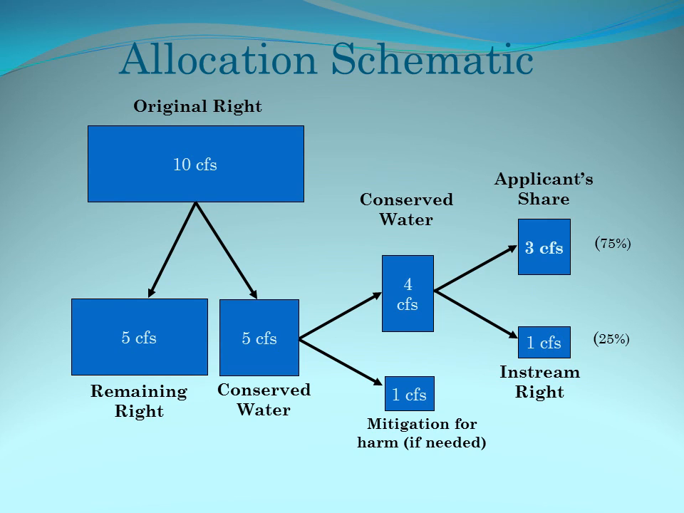Let's use the prior example where a total of 5 CFS was conserved. In this case, the water master has determined that 1 CFS is needed to mitigate for harm. So we have 5 CFS conserved water less 1 CFS for harm equals 4 CFS of conserved water available for allocation. The state receives 25% or 1 CFS, and the applicant would receive 75% or 3 CFS. Again, this is just an example based on the applicant providing all of the funding.